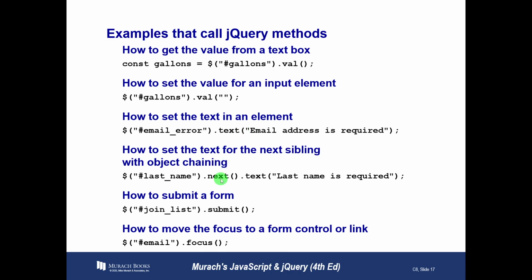The next method, okay, find the last name and then get the object that's next to it and set its text property to last name is required. And we've seen that before where we've had like a span following some kind of text field where the error messages are going to go. So if that span was next to the text box for last name, it would find the element next to it, which would be the span, and set the text of that span to last name is required.